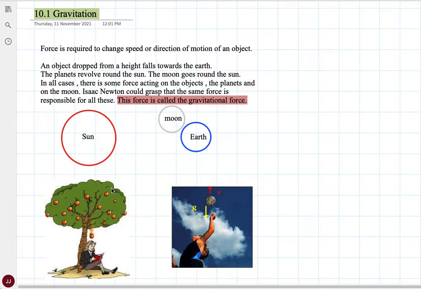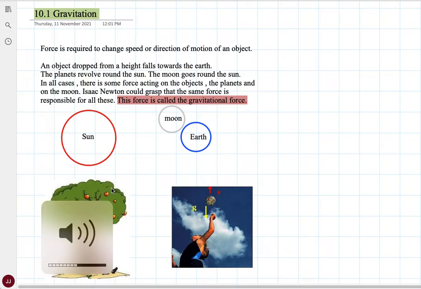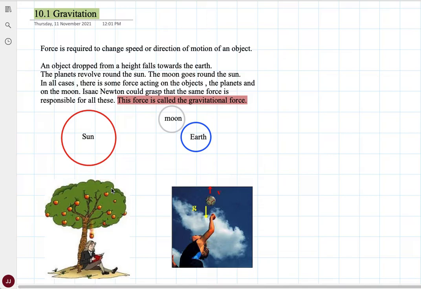We're going to start a chapter in physics, gravitation. Force. We already have a good idea of a force. Force is required to change the speed or direction of any body. So whenever we talk about motion, force is going to be there.